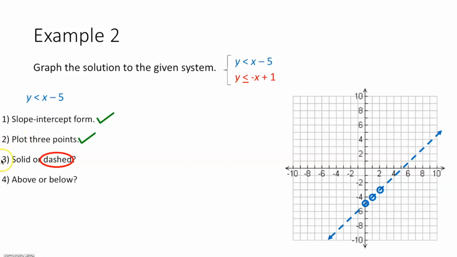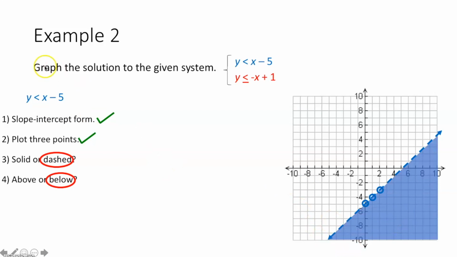Do we shade above our line or below our line? Well, is the inequality facing away from the y or eating the y? If it's eating the y, we shade above. If it's facing away, like this one, we're going to shade below. So we want all the y values less than x minus 5. So we shade below this given line. Sweet, now we have successfully graphed this first linear inequality.